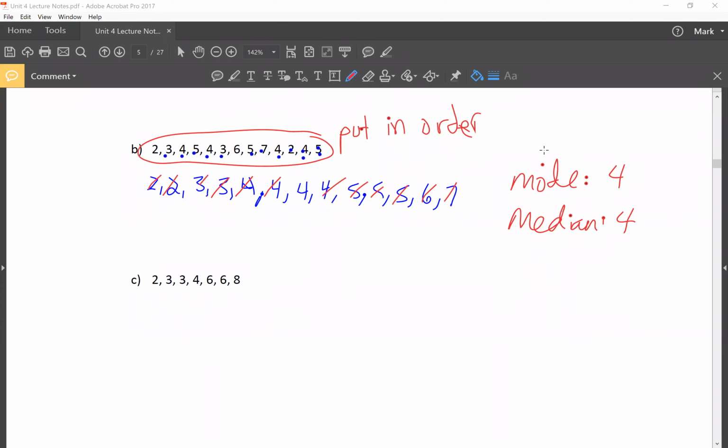Okay, cool. All right, so C. C is in order, which is awesome. So my mode for C is 3 and 6.